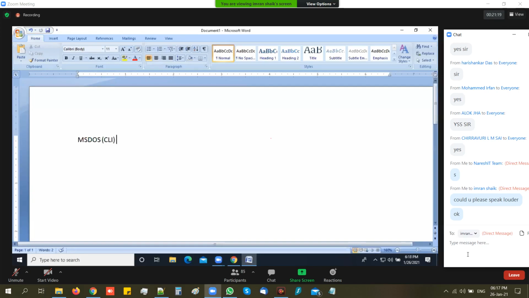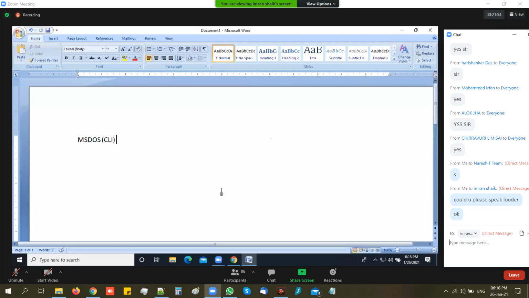So MS-DOS, Microsoft Disk Operating System. It's a CLI operating system. CLI means Command Line Interface operating system. Everything we need to interact with the help of commands. Without knowing the commands, we are unable to interact with this operating system. So you should learn the commands and execute them, and then only can we interact with this operating system.